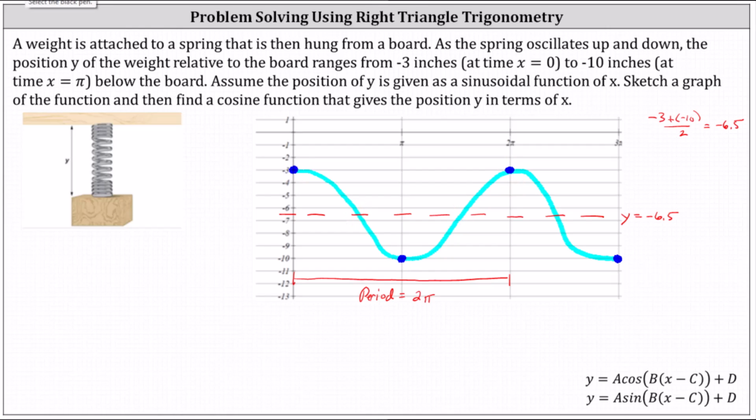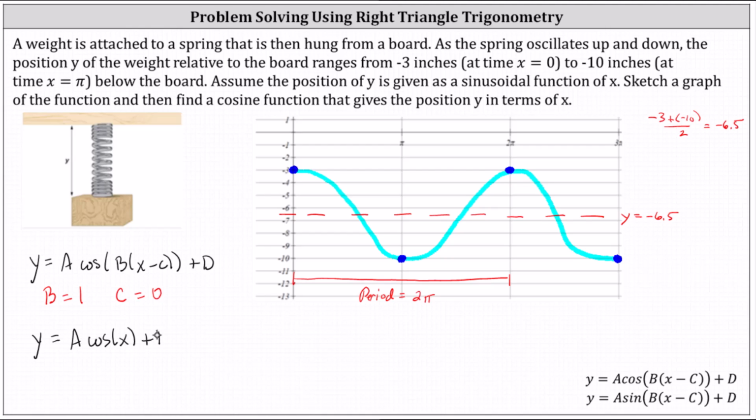And now let's build the equation for the cosine function, referring to the form y equals a times cosine of b times the quantity x minus c, plus d. Because the period is 2 pi, and 2 pi divided by b equals the period, b is equal to 1. And because there is no horizontal shift or phase shift, c is equal to 0, which brings us to the form y equals a times cosine x plus d.